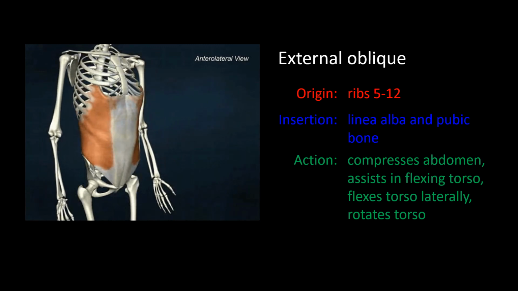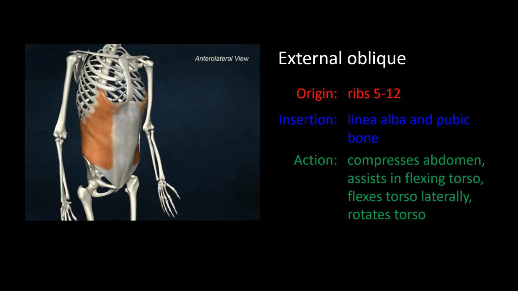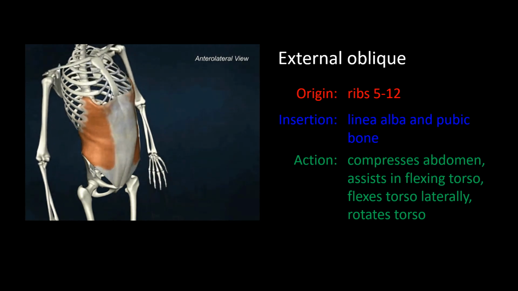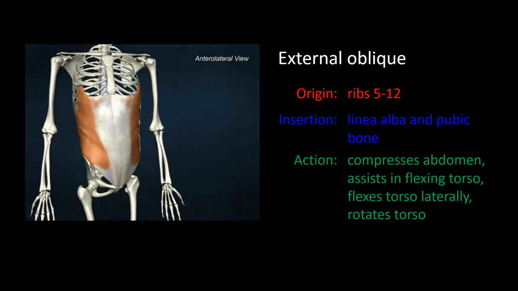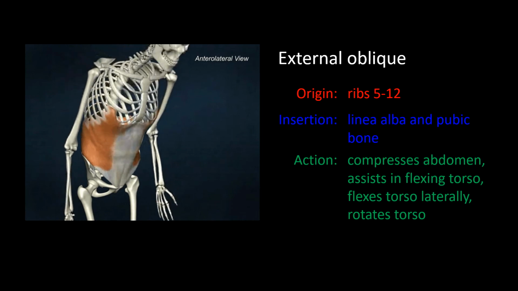So basically the external and internal obliques do pretty much the same action. They'll both assist in flexing the torso. They'll both flex the torso laterally. But in terms of rotation, the external and internal obliques will oppose one another. So as you're rotating your torso, basically what you're doing is you are flexing either the external oblique or the internal oblique.